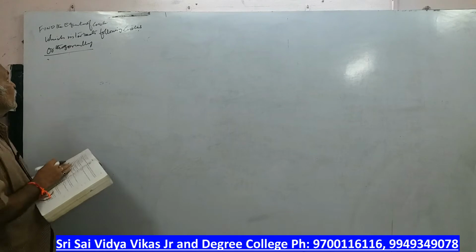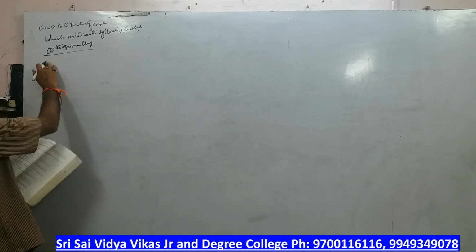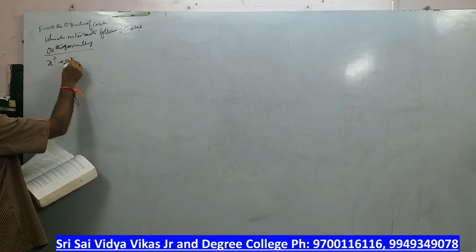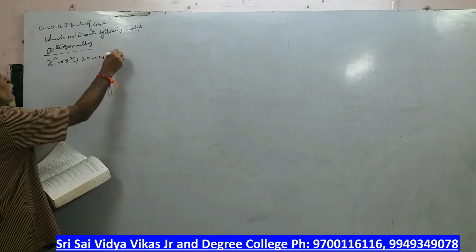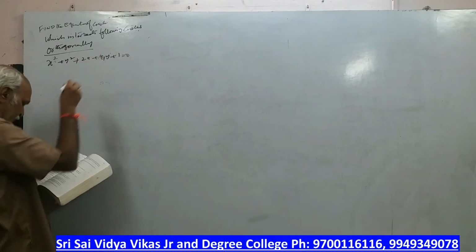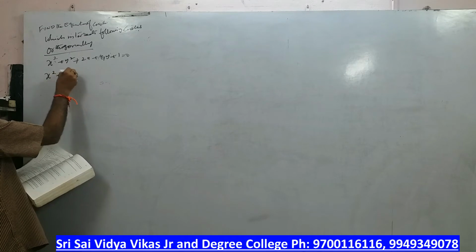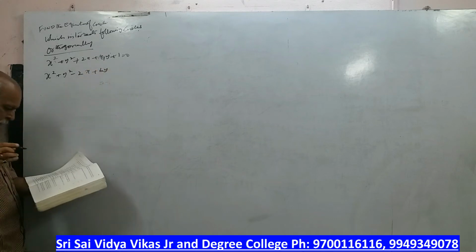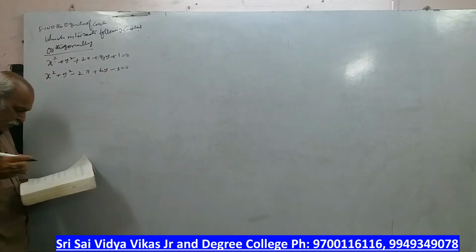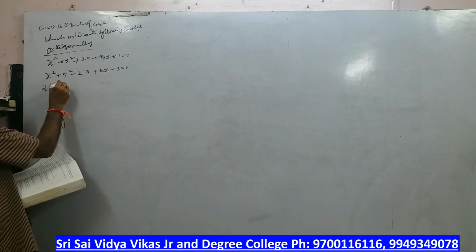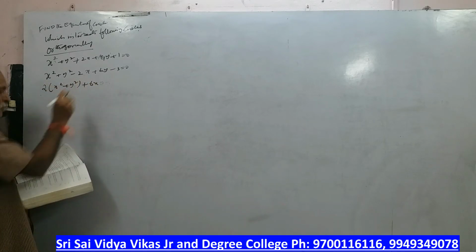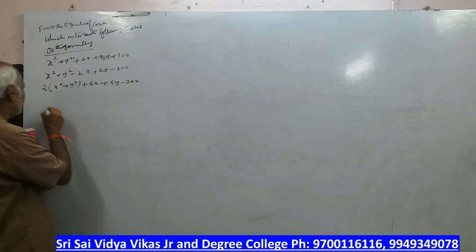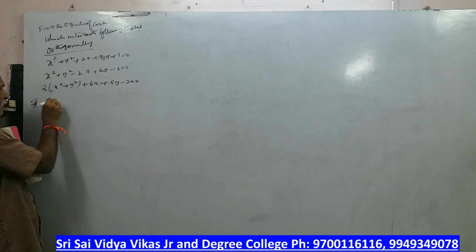Now, find the equation of a circle which intersects the following circles orthogonally. Circle equations are this. x square plus y square plus 2x plus 4y plus 1 is equal to 0. Second one, x square plus y square minus 2x plus 6y minus 3 is equal to 0. Six x plus 8y minus 3 is equal to 0. Again 3 circles are given.